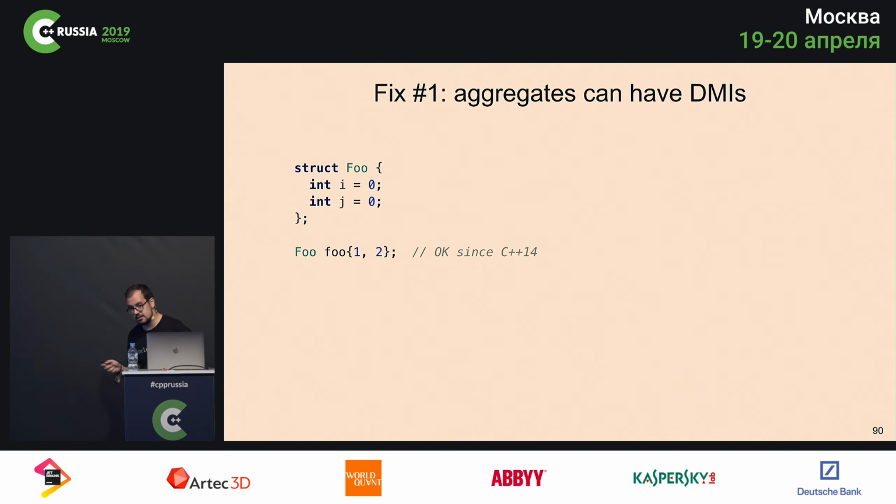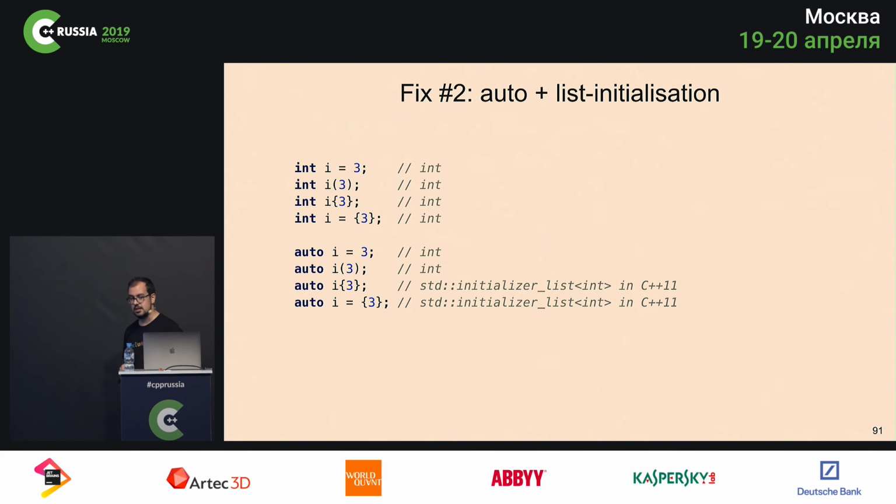The second fix, I think Nico talked about this this morning in his keynote, has to do with auto. There was this annoying thing in C++11 that if you have auto and a brace init list, it would always deduce the type as std initializer list, which is probably not what you want. If you write auto i{3}, you probably wanted an int. But in C++11, that would deduce a std initializer list of int, which is not very useful most of the time. So in C++14, the rules were changed. That's actually a breaking change.